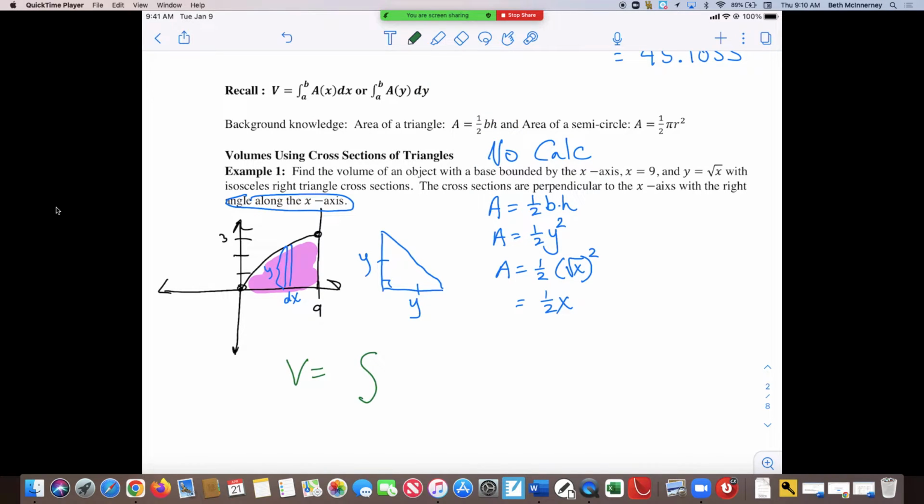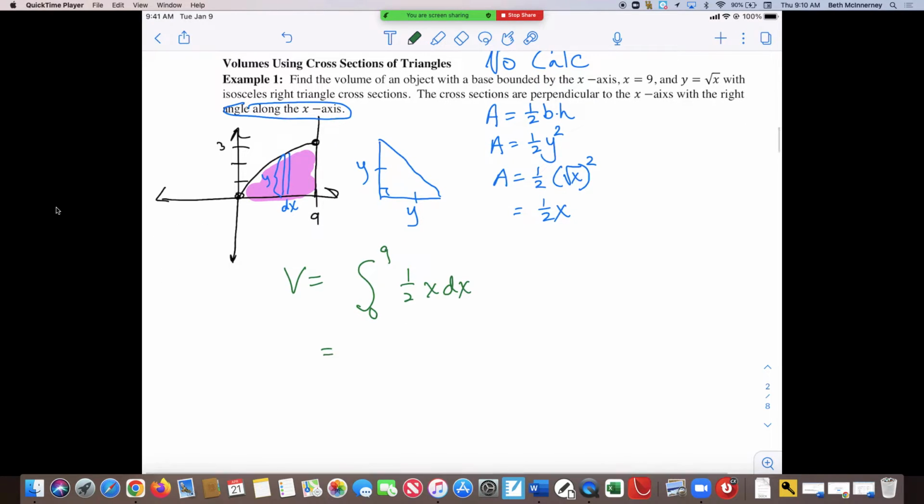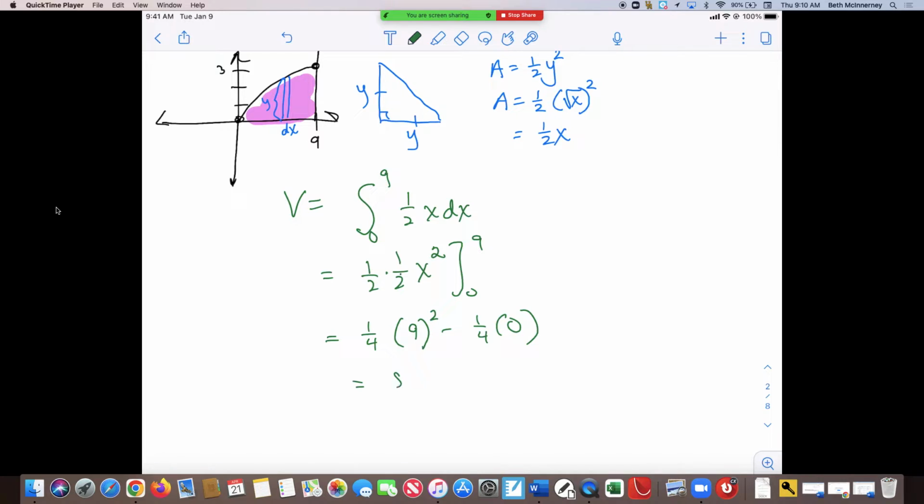All right, what are the limits of integration? 0 to 9, because you're going along the x-axis, you have 1/2 x dx. So I'm going to increase the power by 1 and divide by that new power, and that's from 0 to 9. So you have 1/4 times 9 squared minus 1/4 times 0. Give me thumbs up. How many got 81/4? Got all the way? Awesome.